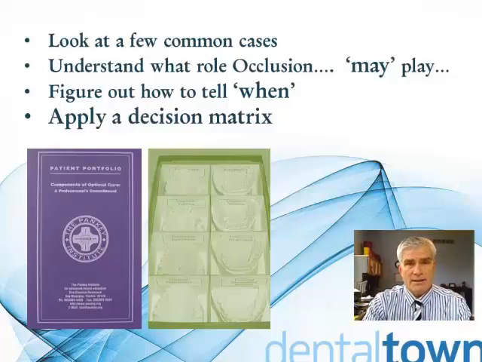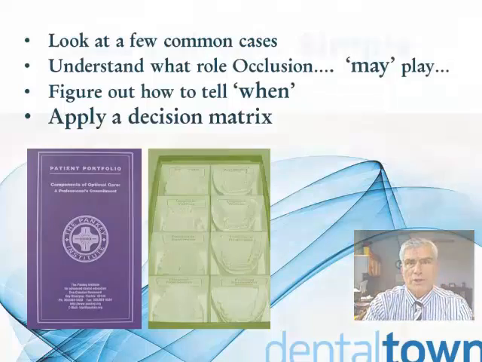So one of the keys for us is going to be successfully being able to navigate the minefield of when occlusion is going to jump up and bite us in the knee. And then finally, I'll give you an easy-to-utilize decision matrix that a good friend of mine, Gary DeWood, developed for us down at the Pankey Institute a number of years ago. It should be kind of a fun journey for us today. Let's go ahead and start.